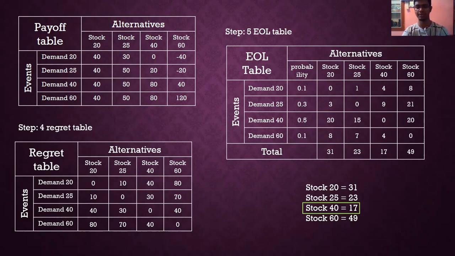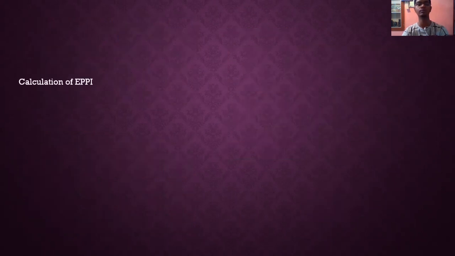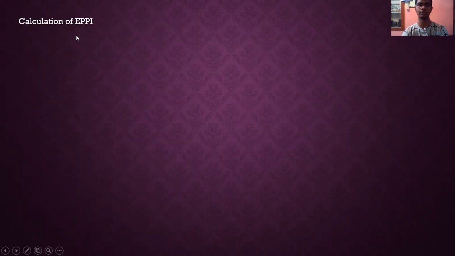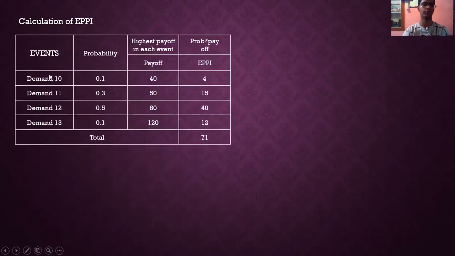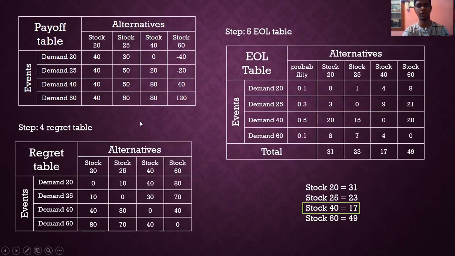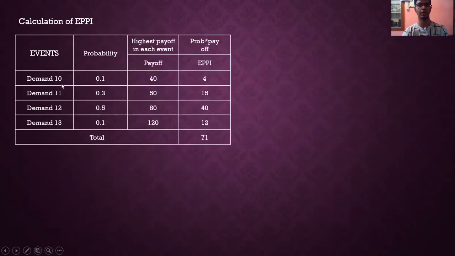Next step, they are saying to find the EPPI table. So, calculation of the EPPI table. To find this table, we have to draw the columns of event, probability, payoff, and EPPI. First, events. Events are nothing but demand. So we are writing the demands we have: demand 20, demand 25, demand 40, and demand 60.